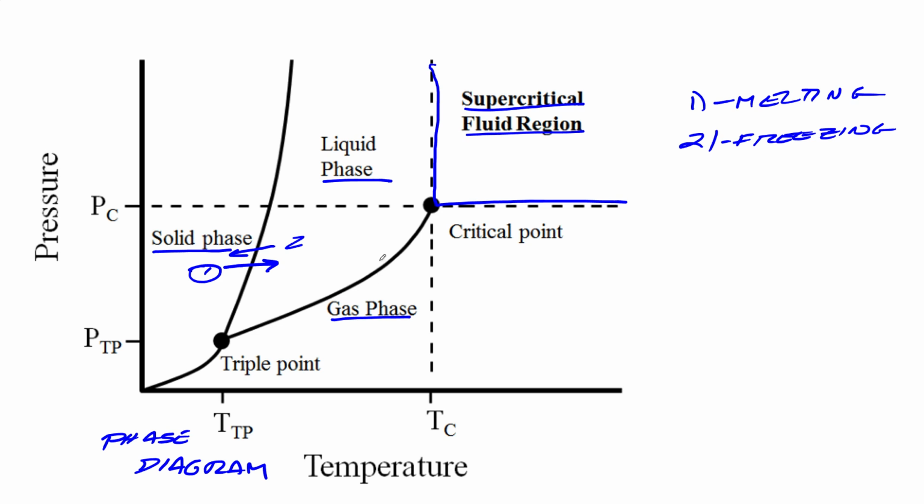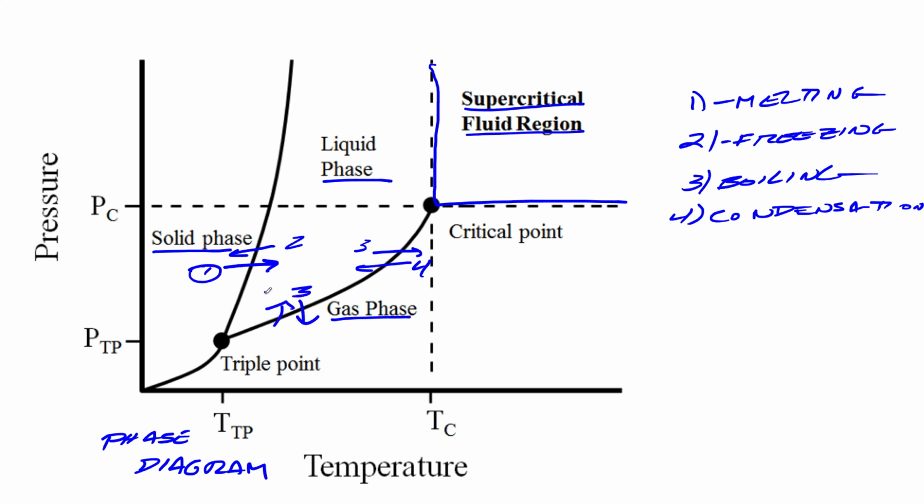Gas phase. Now, I want to point out something. We either go like this when we're changing the temperature. We go, this is 3, this is 4. 3 is boiling. And 4 is condensation. They're opposite. Sometimes we can see it now like this, where this is 3 and this is 4. Doesn't matter which way we're going.